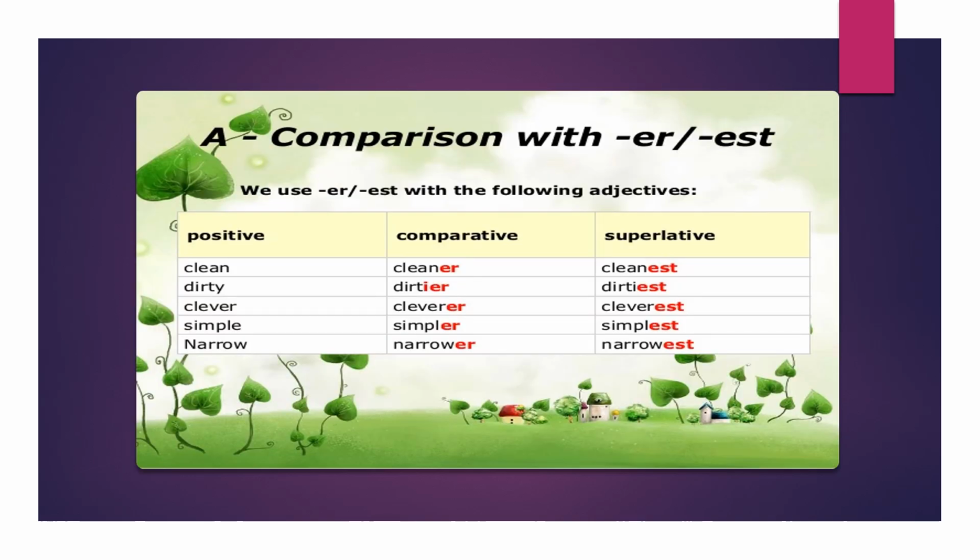Like for instance, for the positive, we may have normal words like clean, dirty, clever, simple, and narrow. On the contrary, if I am comparing two entities, I will never be using the same degree. I will have to change it to the ER form, or we can also have a word more added to such positive degrees. For example, here clean becomes cleaner when I'm comparing any two things or people, and then if I'm comparing two or more than two things, it will be superlative.